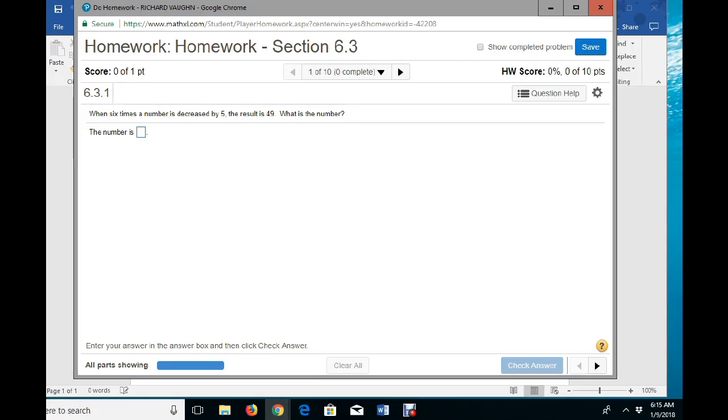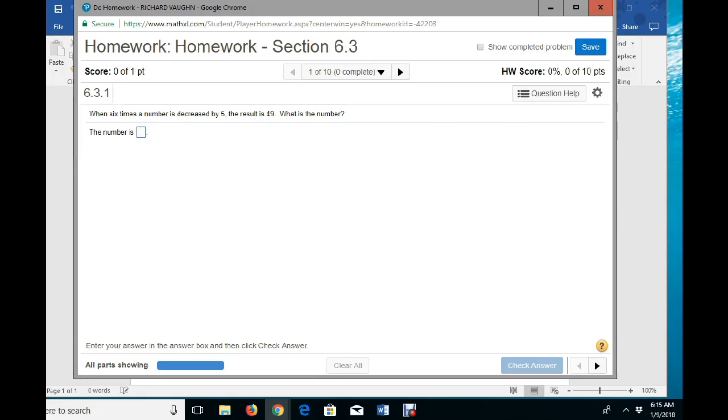So we can kind of reason through this. We can do this mentally, or we could use a variable and we could set up an algebraic equation, and I'll show you both ways of doing this. So here's the talking through the reasoning way of thinking about this. So 6 times a number is decreased by 5. The end result is 49.